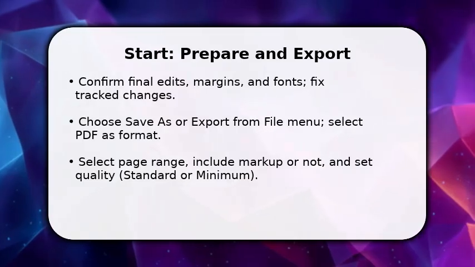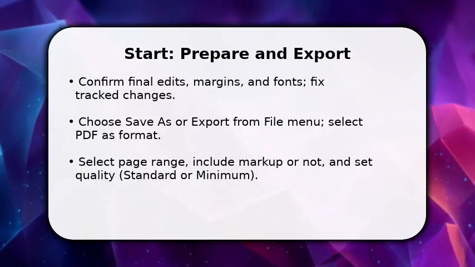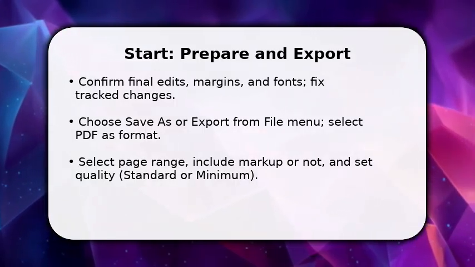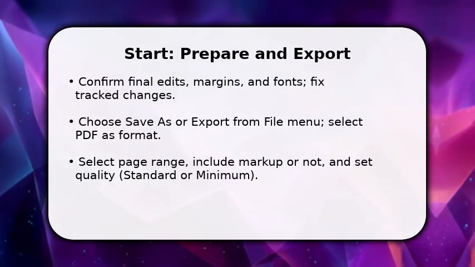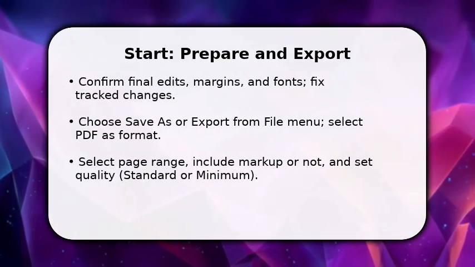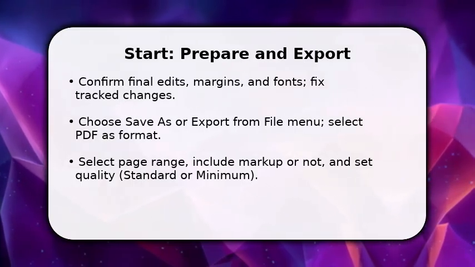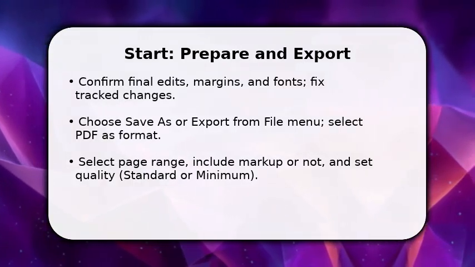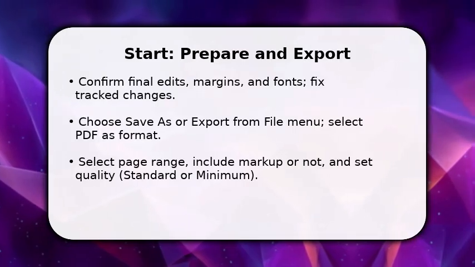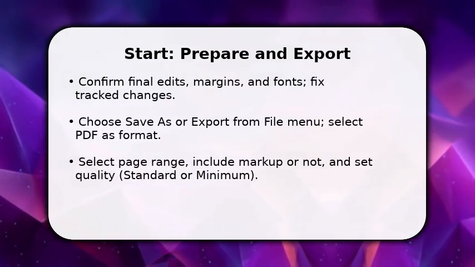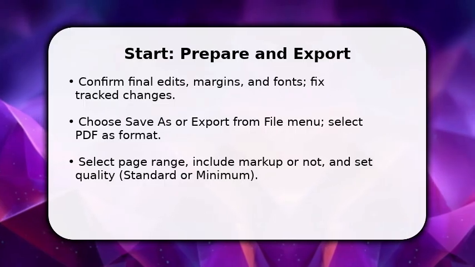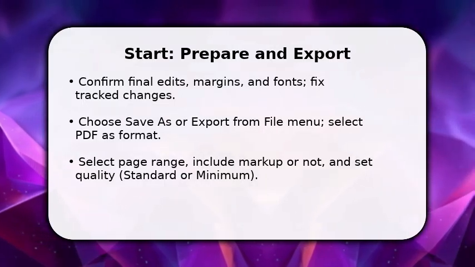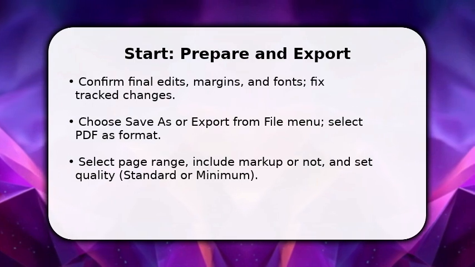You begin by locking in your content so the PDF reflects the finished document. Once done, go to File and choose Save As or Export, then pick PDF as the format. Make sure to select the correct page range and whether to include comments or track changes. This affects the final output. Also choose Quality, Standard for print, Minimum for email. These first steps prevent rework and ensure the PDF preserves layout, fonts, and pagination as intended.